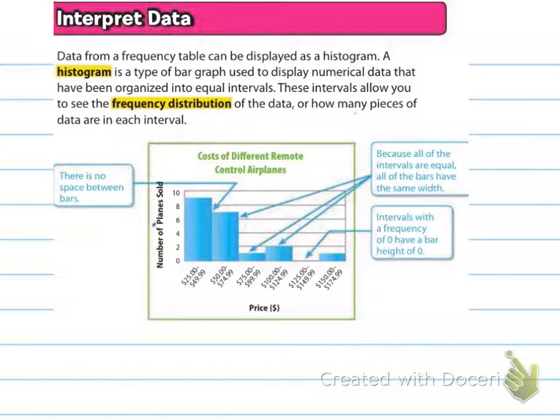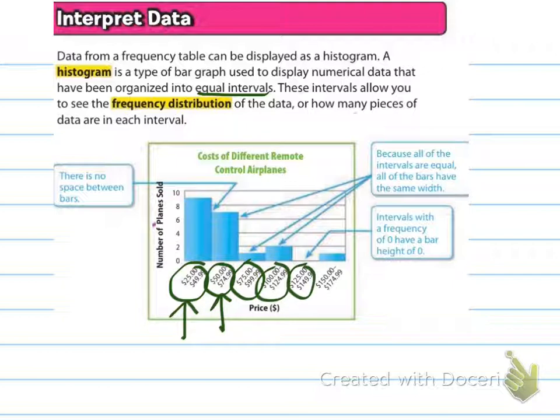So interpreting data is something we're going to be working on quite a bit in this section. Data from a frequency table can be displayed as a histogram. A histogram is a type of bar graph used to display numerical data that have been organized into equal intervals. And intervals is really the main thing here, because it's not like we've been looking at, where it's just 1, 2, 3, and how many are 1, how many are 2, how many 3. This is ranges, intervals of $25 to $49.99 and $50 to $74.99. And you'll notice that each of these intervals are the same amount. Now it says that these intervals allow you to see the frequency distribution of the data, or how many pieces of data are in each interval.